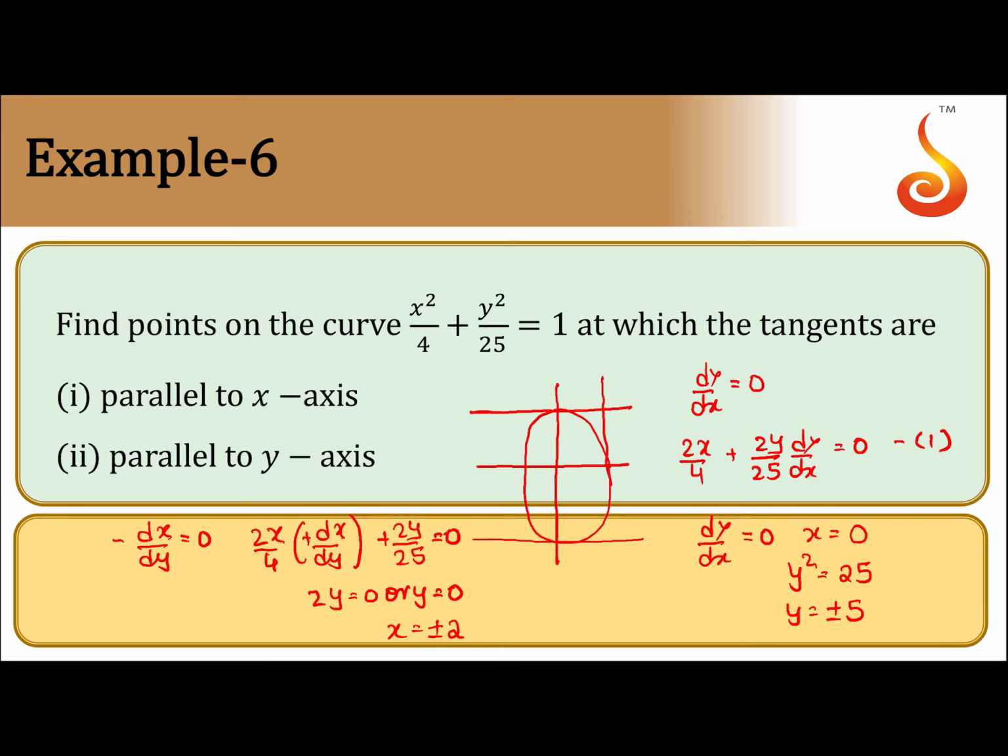So x equal to plus minus 2 means this is one tangent and this is the tangent parallel to the y-axis. So this point was (0, 5). This point was (0, -5). This point was (2, 0). This point is (-2, 0).